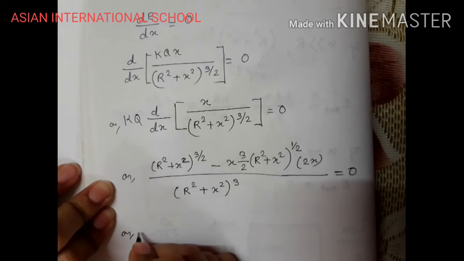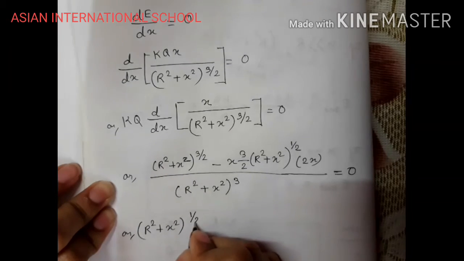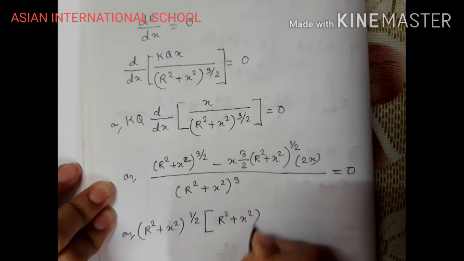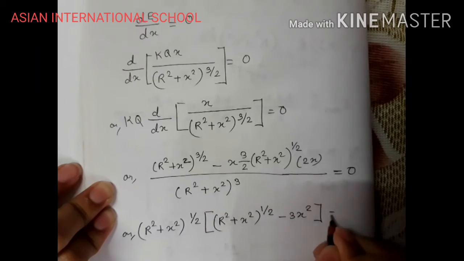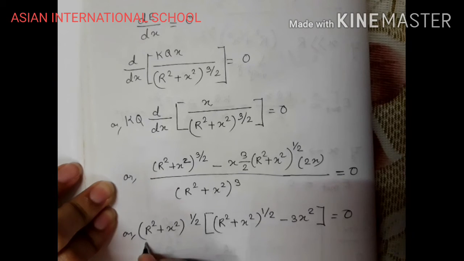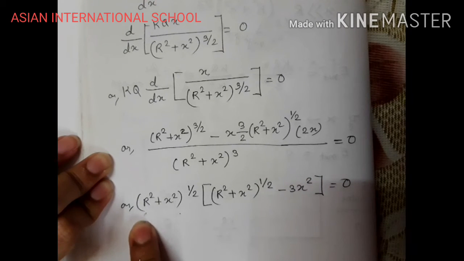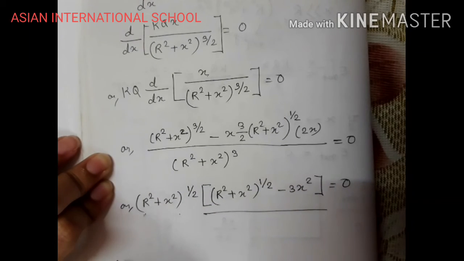So what am I getting? I can take (r square plus x square) to the power half as common. So inside I will have (r square plus x square) minus 3x square equals 0. Now this becoming 0 is not possible, because if this has to be 0, then the radius has to be 0, and if the radius of the ring is 0, then it is absolutely not possible. It's not possible for the radius of the ring to be 0. That means this is my expression, this is my condition with which I have to work.